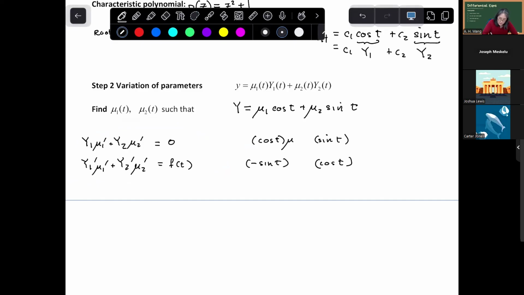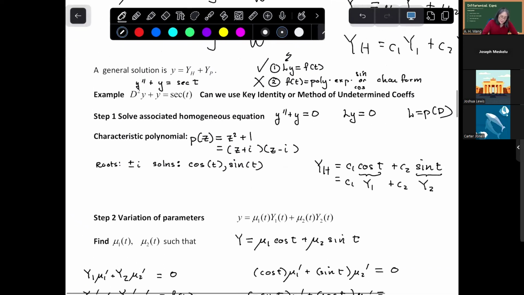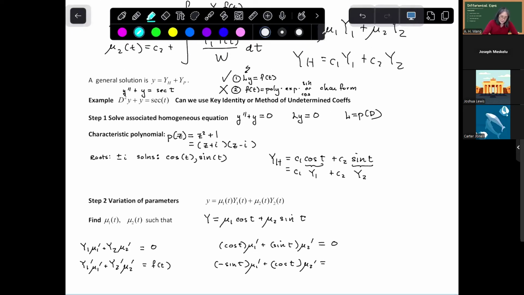Then go mu1 prime, mu2 prime, mu1. You're solving for this. Okay, and put the pluses in. And then remember you're going to have a 0, and then you're going to have your f of t. Can somebody tell me who the f of t is? What is the f of t? Secant t. Exactly. That's who he is, right?